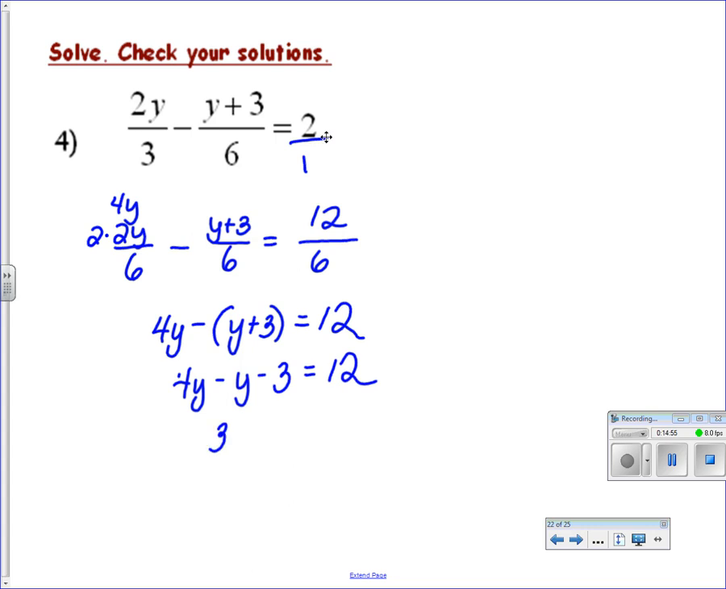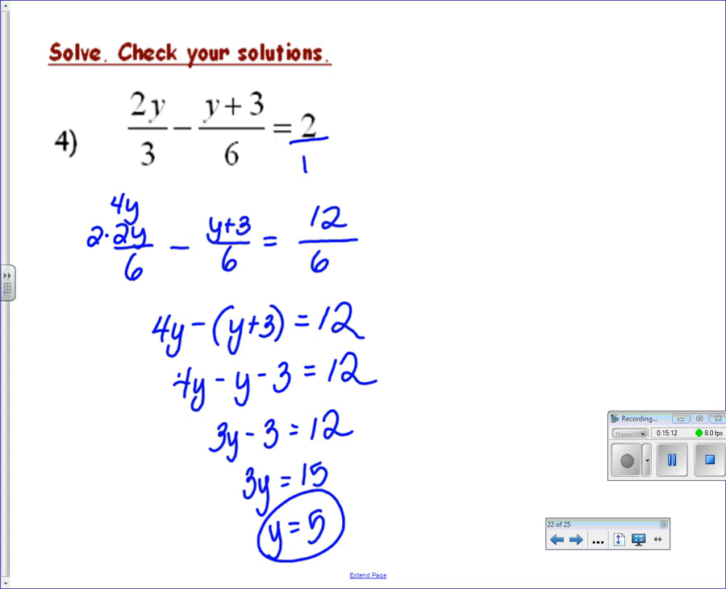So then you're going to run your sign through. And then subtract your like terms here, and then add 3, and divide by 3. y equals 5. Easy peasy? Okay. So, worksheet.